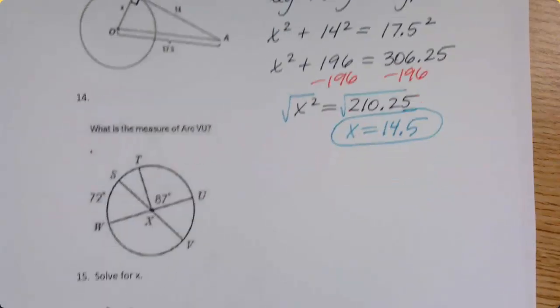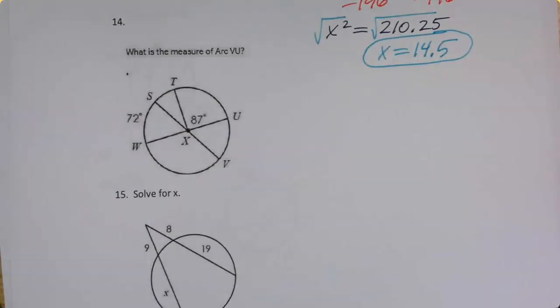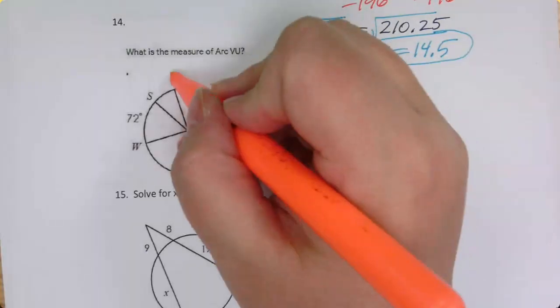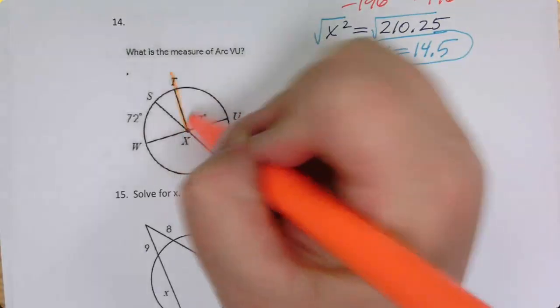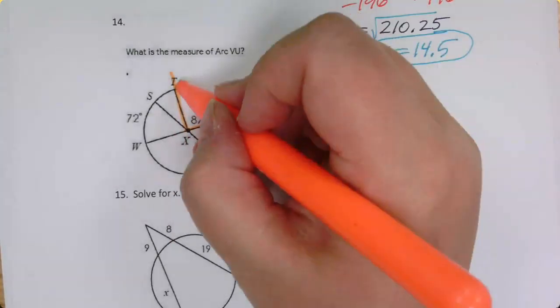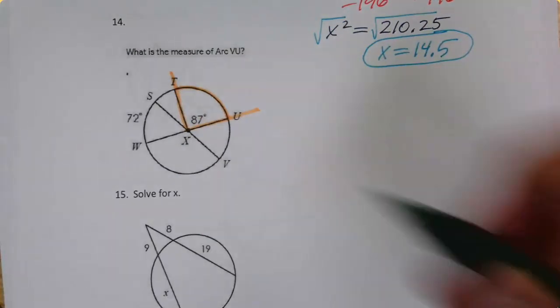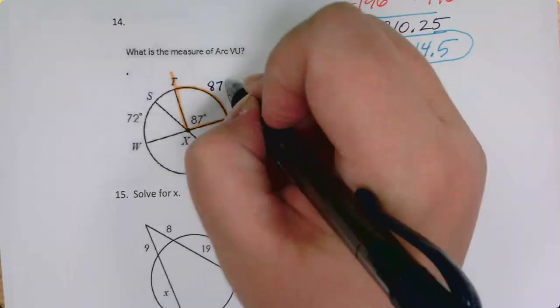Number 14, notice that you have central angles here. They all have their vertex at the center of the circle. Central angles always have the same measure as the arc they intercept. So like for instance, angle TXU. This angle right here that measures 87 degrees, it has to have the same measure as the arc it intercepts. So this would also be 87 degrees.